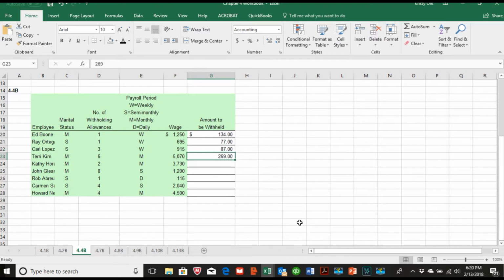For the most part, these wage tables are super easy to use. Like I said, the trick is making sure you're on the right frequency and the right marital status, and then you just follow it over and to the right column. So rather than walk you through every single one of these, I'm just going to go ahead and populate them out.